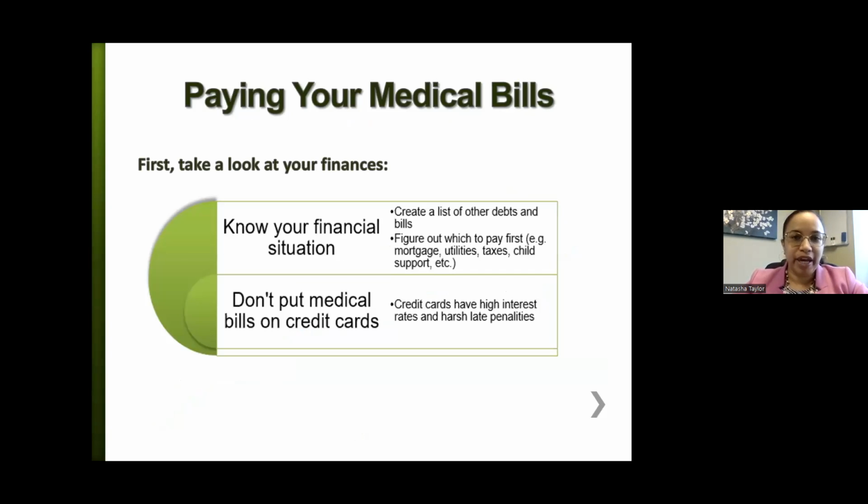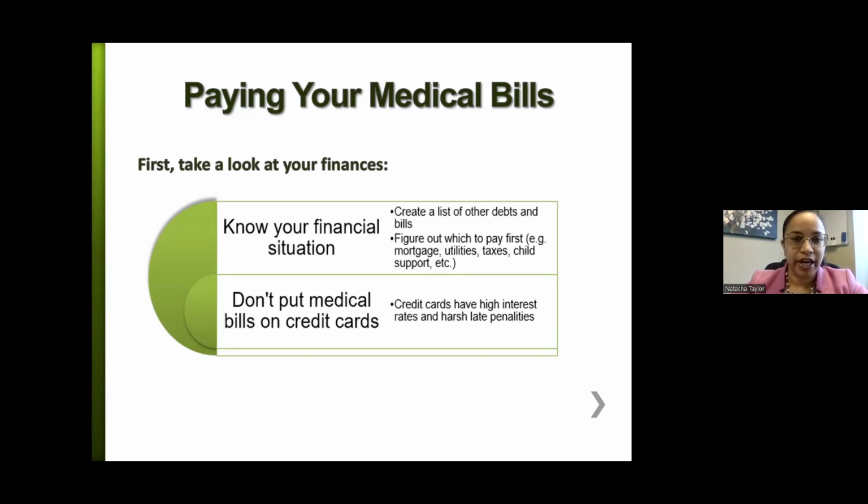Now, when it comes to paying your medical bills, you want to take a close look at your finances. Know your financial situation. You want to create a list of other debts and bills and figure out which to pay first, i.e. your mortgage, rent, utilities, taxes, child support, etc. You want to try to manage those debts if you're having to seek medical care and have a clear understanding of what you can afford. That way you can negotiate terms with your medical providers.